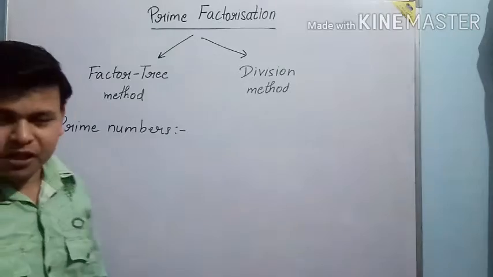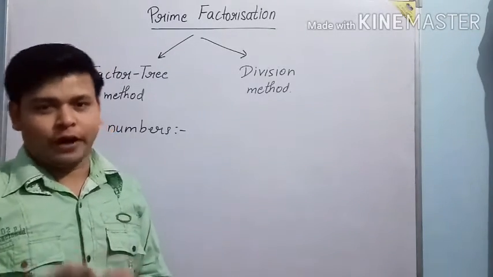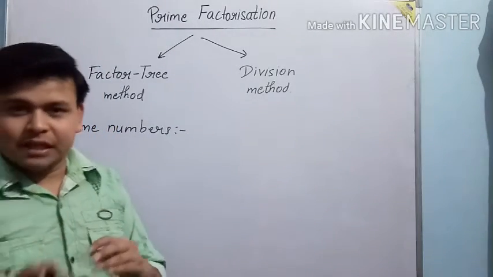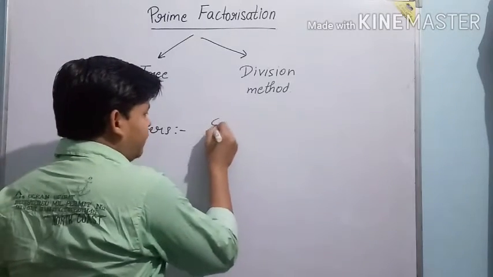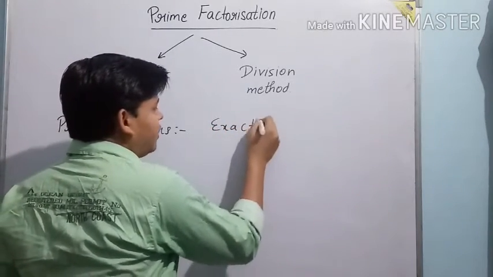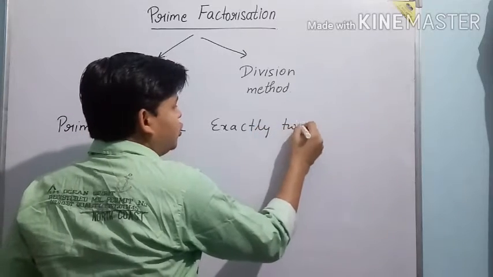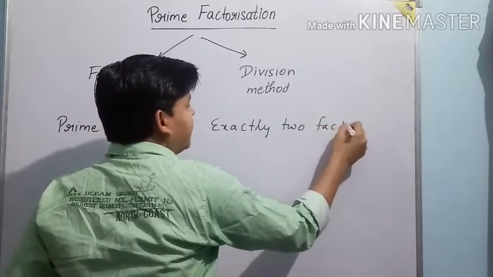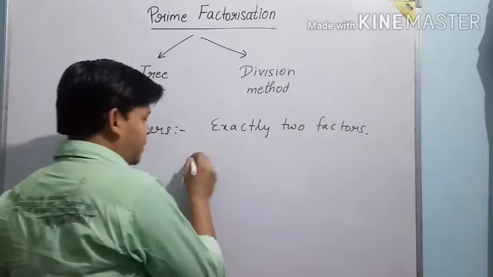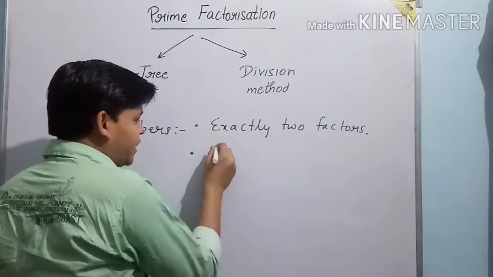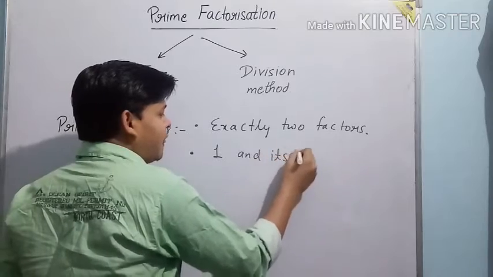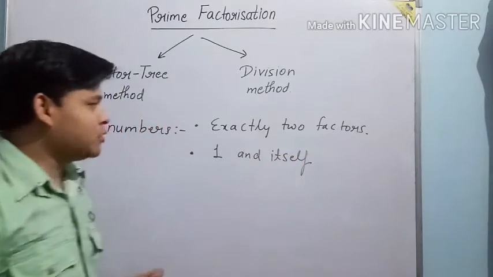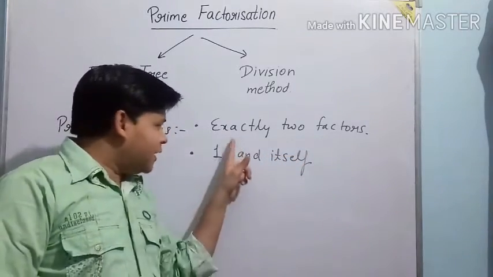So basically the numbers which have exactly two factors. Okay, means ऐसे नंबर जिसके केवल टू फैक्टर्स होते हैं, ठीक है? So I'm writing here which have exactly two factors only, right? And they are only one and itself. Mean to say that exactly two factors.